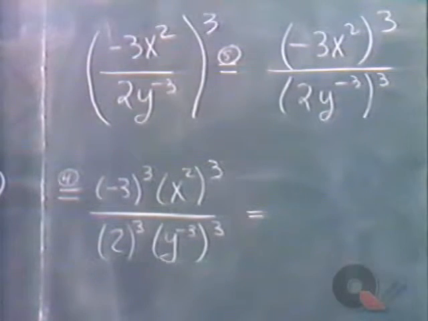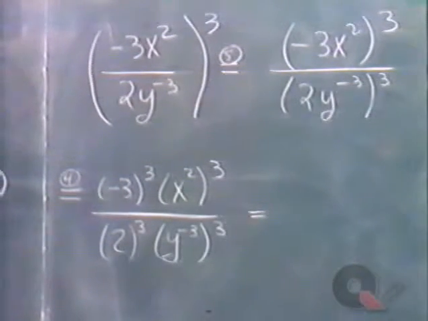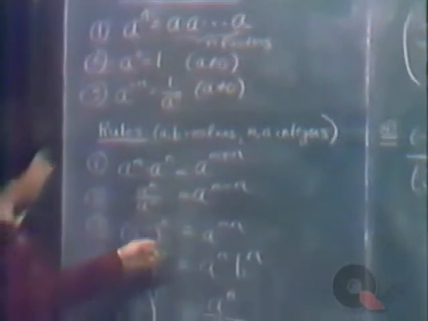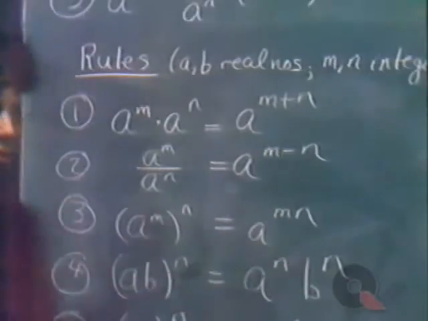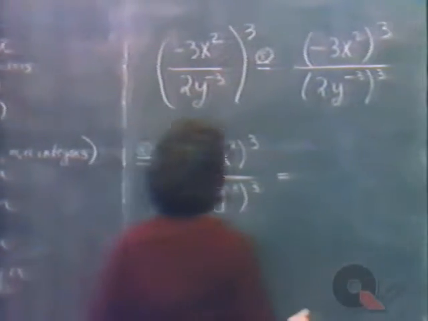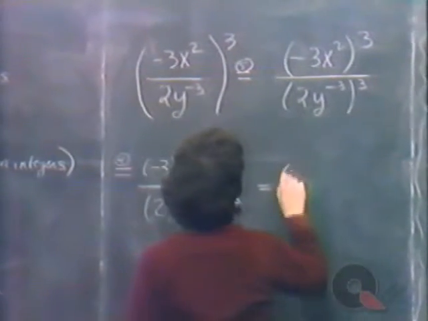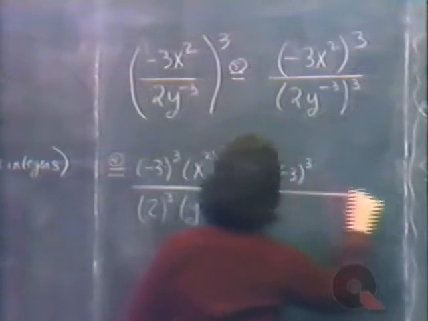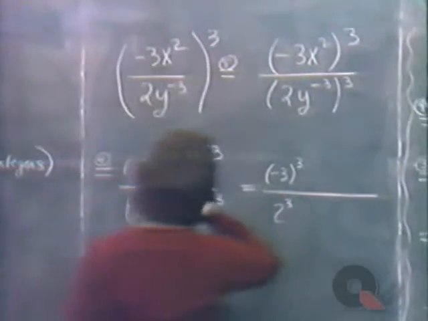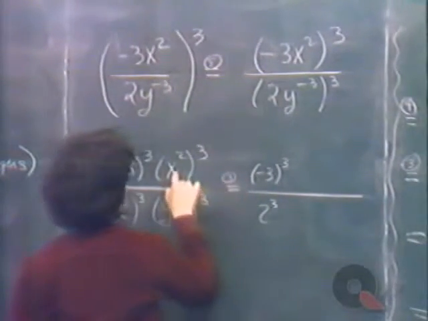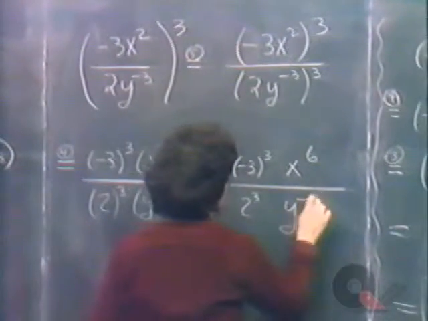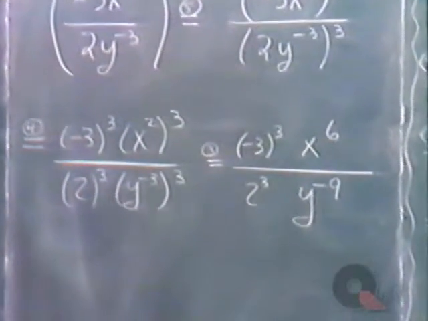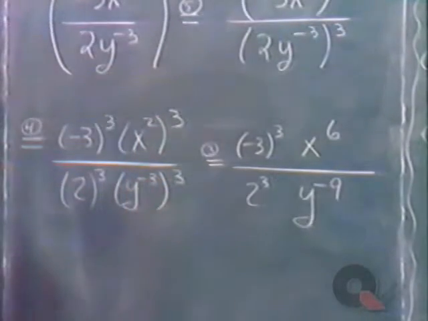Now we're going to use Rule 3, which tells us that (a^m)^n is a^(mn). A power to a power, we multiply the powers. That's going to come into play over here and here. So we keep the (-3)^3 and the 2^3 for now. Using Rule 3, this makes it x^6, y^-9. We're multiplying the powers: 2 times 3 is 6, -3 times 3 is -9.